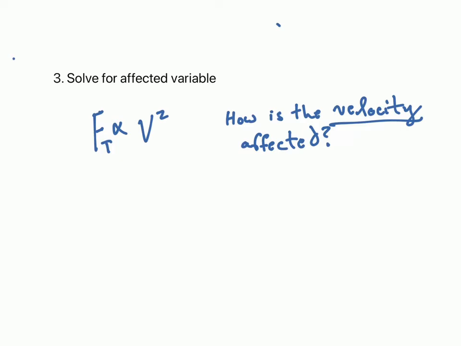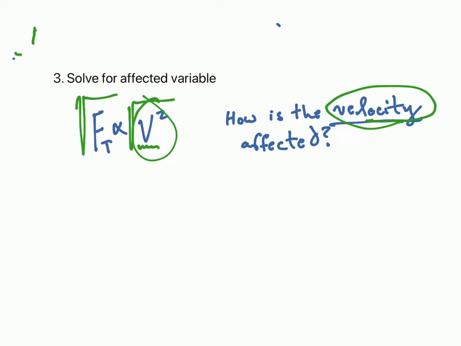So rule 3, we need to solve for the affected variable. And the initial problem said, how is the velocity affected? So that means we need to solve for velocity. And we're pretty much there, but we don't want v squared, we want just v. So to get rid of that, we have to take the square root. But whatever we do to one side, we have to do the other. So v squared and square root are going to cancel out, and you're going to find that the velocity is proportional to the square root of the tension force.